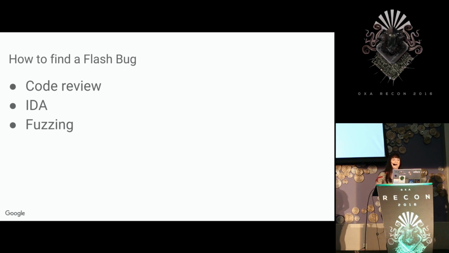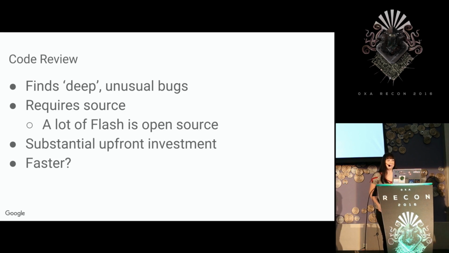So how can you find a Flash bug? There's three main ways. You can do it through code review, you can do it through reverse engineering, especially using IDA, or you can do it through fuzzing. To start off, I find most of my bugs through code review. I'd say the plus side of it is it finds deep, unusual bugs. I'd say at least until this year, when you found a bug through code review, you could be pretty sure that no one else would find the same bug, or it was fairly unlikely, although there's starting to be a lot more contention on Flash bugs these days.